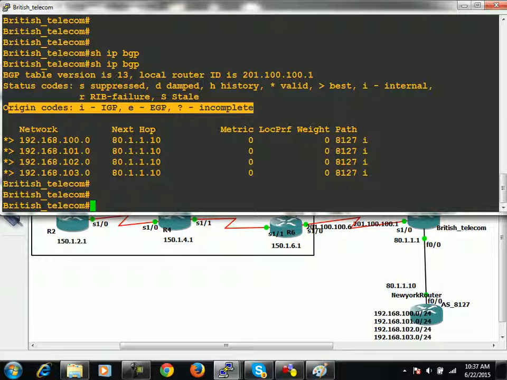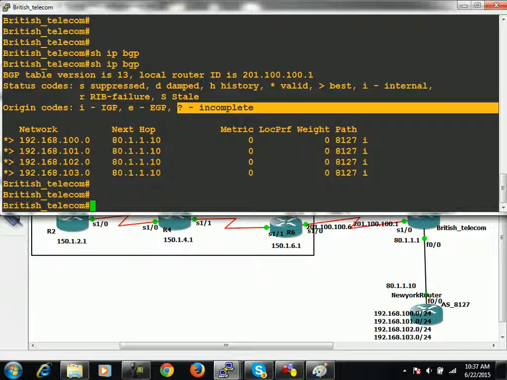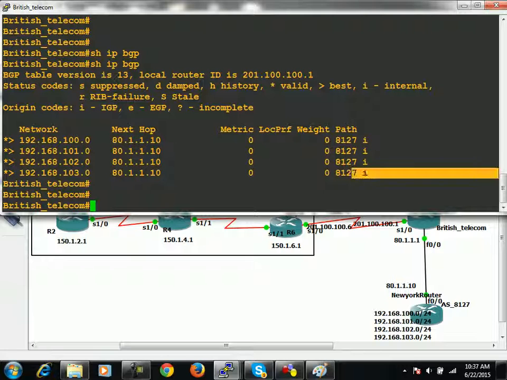And I have also told you before that if you are advertising anything into BGP using the network command, its default origin code will be I. However, here by looking at the meaning of this IGP, it says that if a route is learned through IGPs, then it will contain its origin code as I, but it's not true. See, in BGP, if you are advertising anything using the network command, by default its origin code will be I. And if you are redistributing anything into BGP, then by default its origin code will be question mark. And these origin codes will always be mentioned at the end of the line, as you can see here.